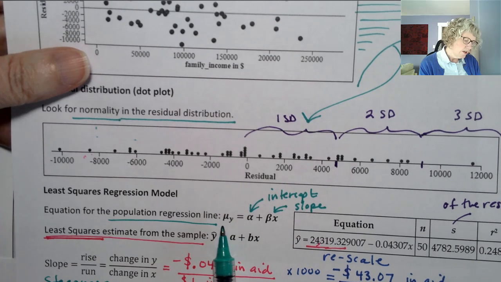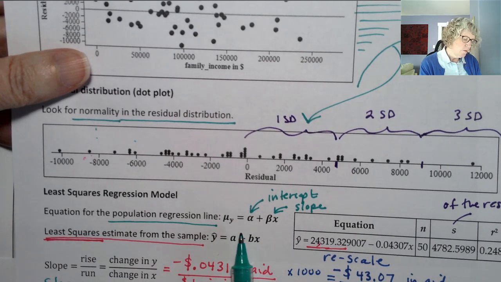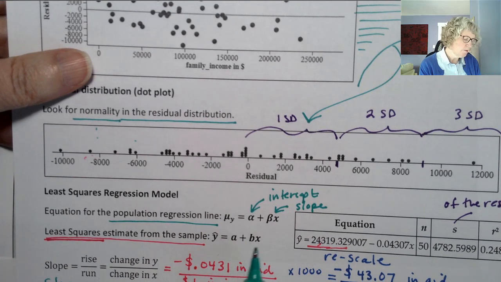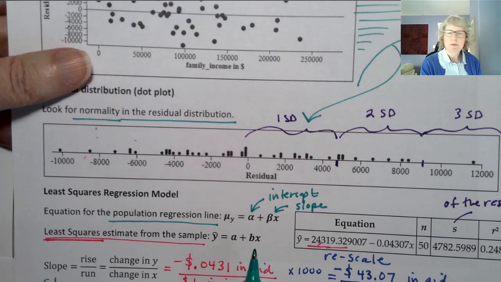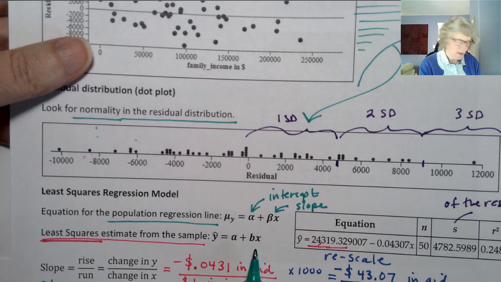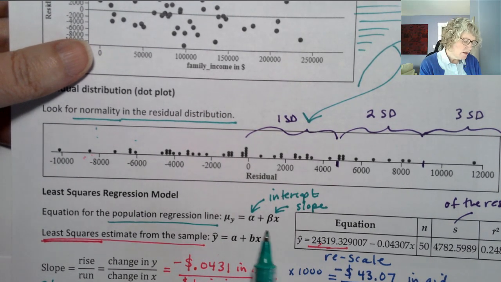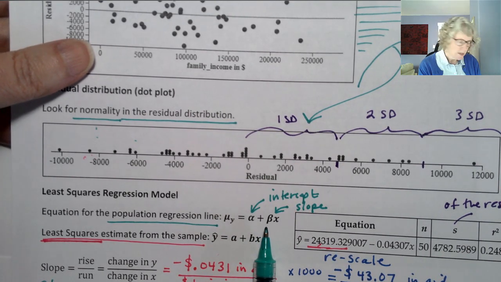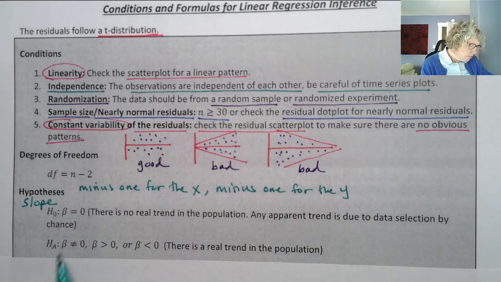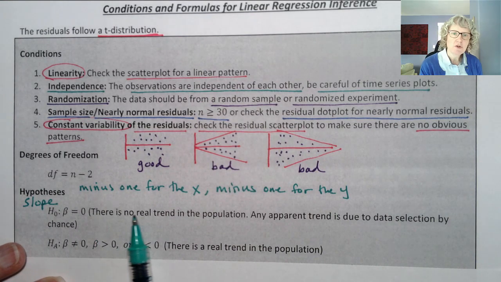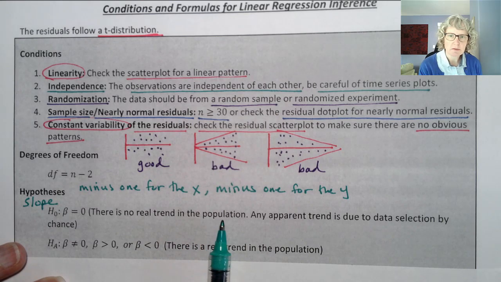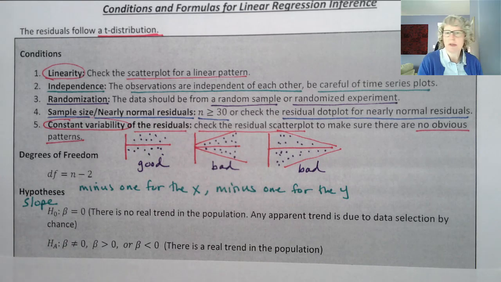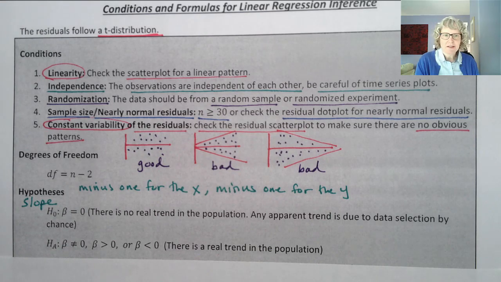So here in our population line, let's say we have this one sample, 50 students, we have a line, but what if we took a different sample, and a different sample, and a different sample? These would all be different, right? And we're trying to estimate the population slope. If the population slope is 0, that means there's no real trend in the population, and any apparent trend is just due to data selection by chance. So it's just due to that particular sample we got.